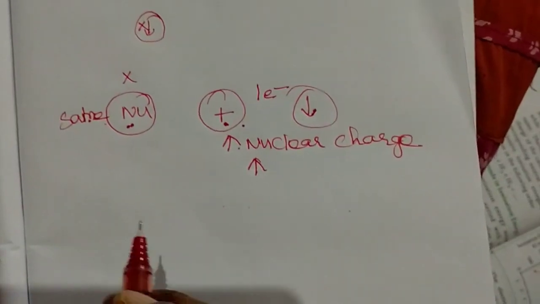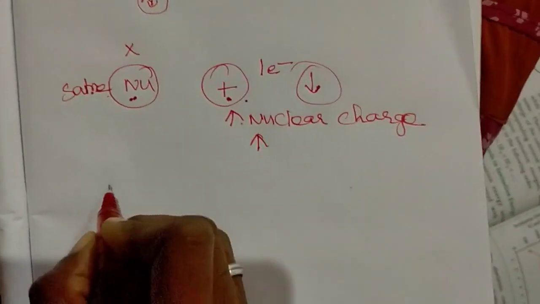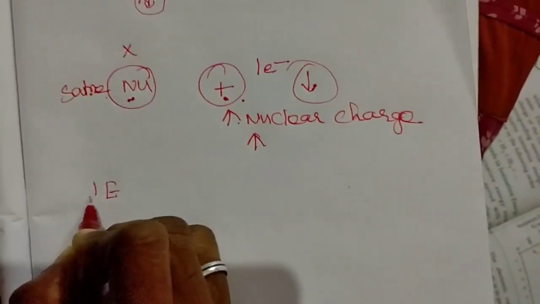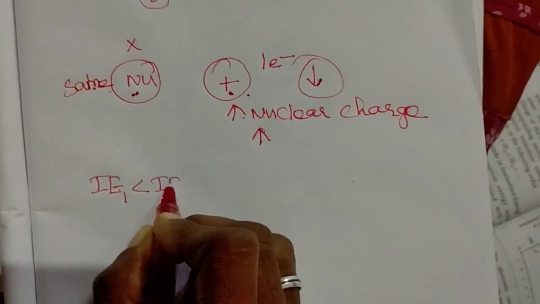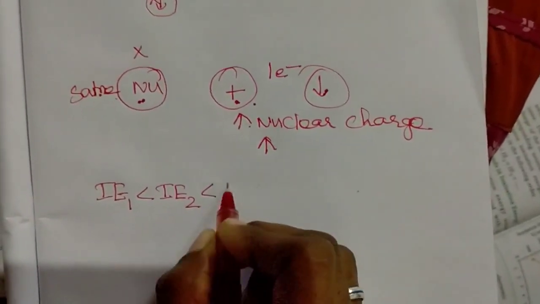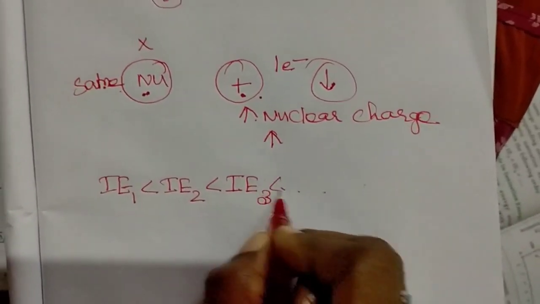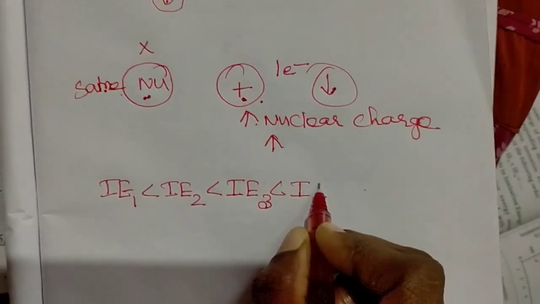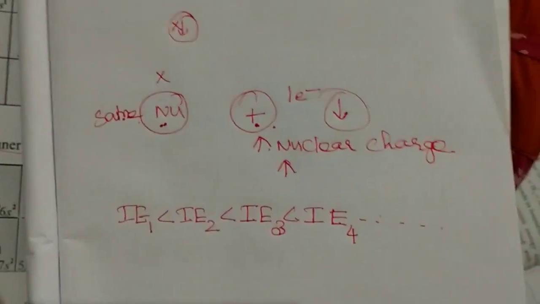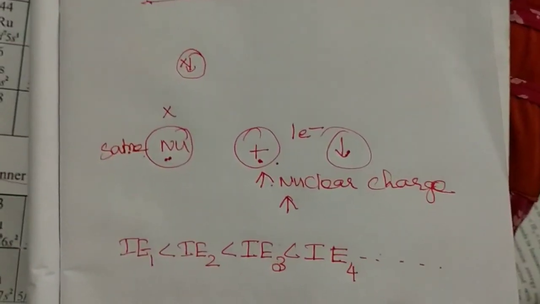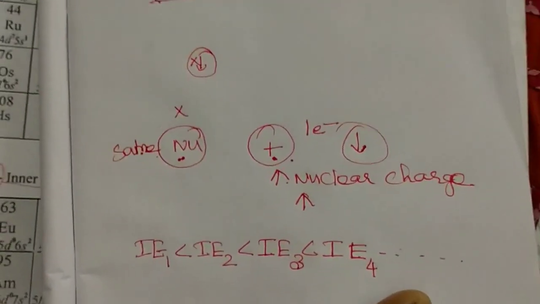So the successive ionization energy is always in increasing order. The order is: ionization energy 1 is less than ionization energy 2, which is less than ionization energy 3, and so on, ionization energy 4, etc. So this is successive ionization energy. I hope you all understand this concept. Thank you, students.